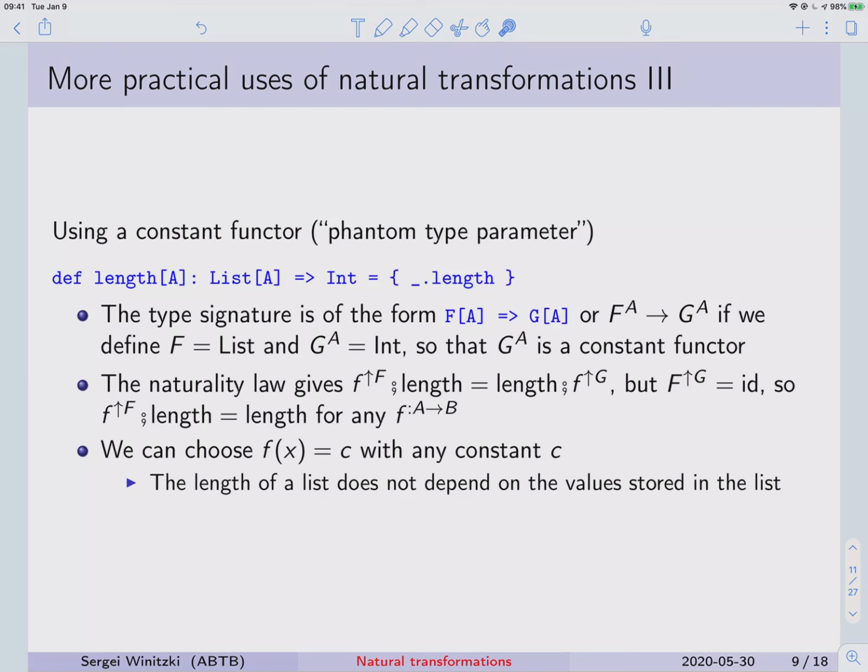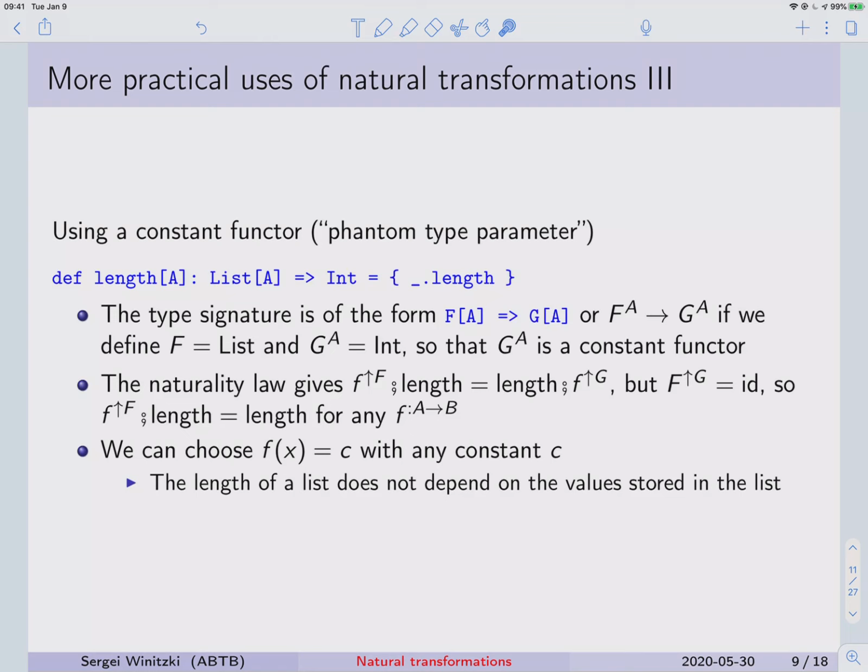Another example is the function that calculates the length of a list. It has this type signature, and at first sight is not of the type required for natural transformations, but we can easily put it into this form, if we define the functor g to be always a constant type, the integer, regardless of the type parameter a. So this is called a constant functor. And sometimes this is also called a phantom type parameter, so that this type parameter in G is not actually used anywhere, but it's still there formally.